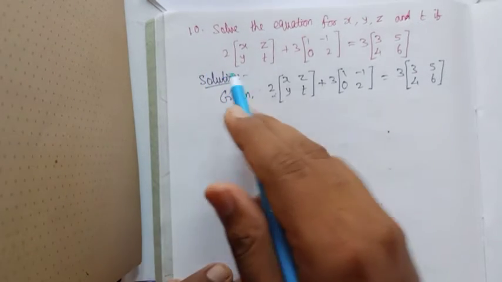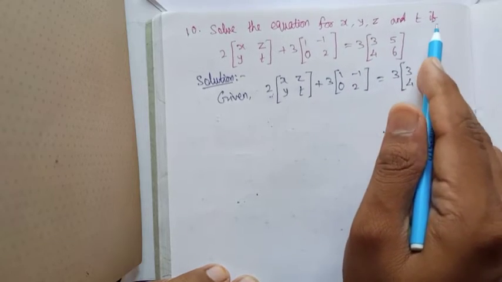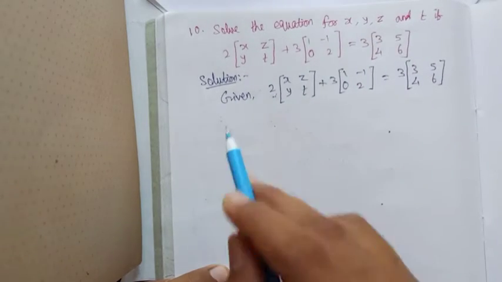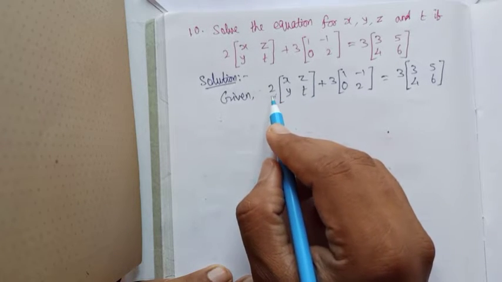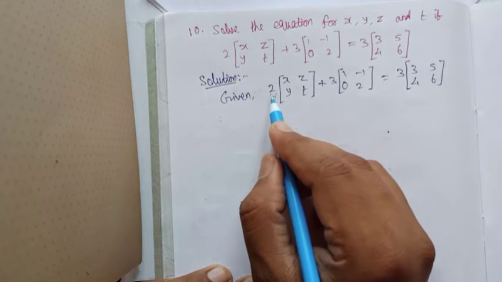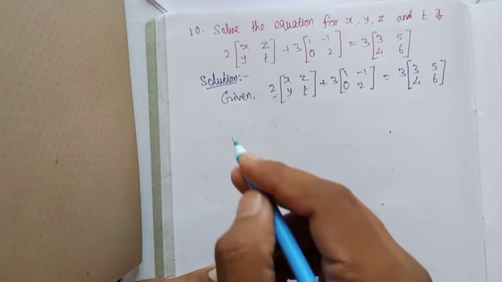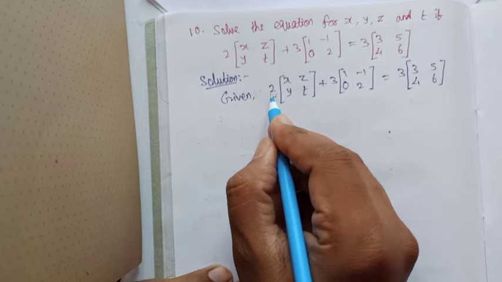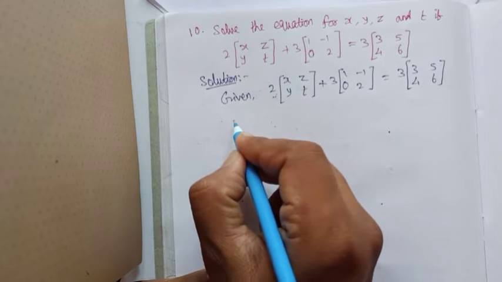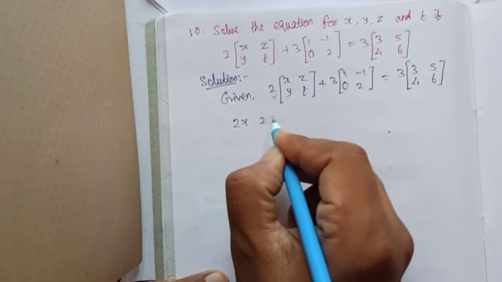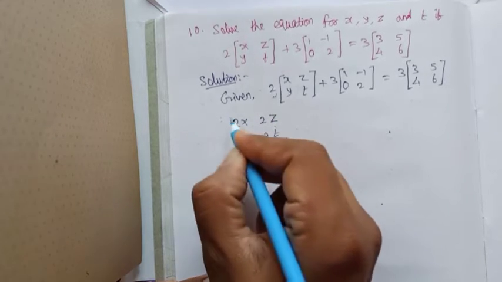Question number 10. Solve the equation for x, y, z and t if the matrices are given. You have written the matrix; initially complete the multiplication process. The scalar value is multiplied inside each matrix. The first matrix constant value is 2. You multiply each element, we get 2x and 2z, 2y and 2t.